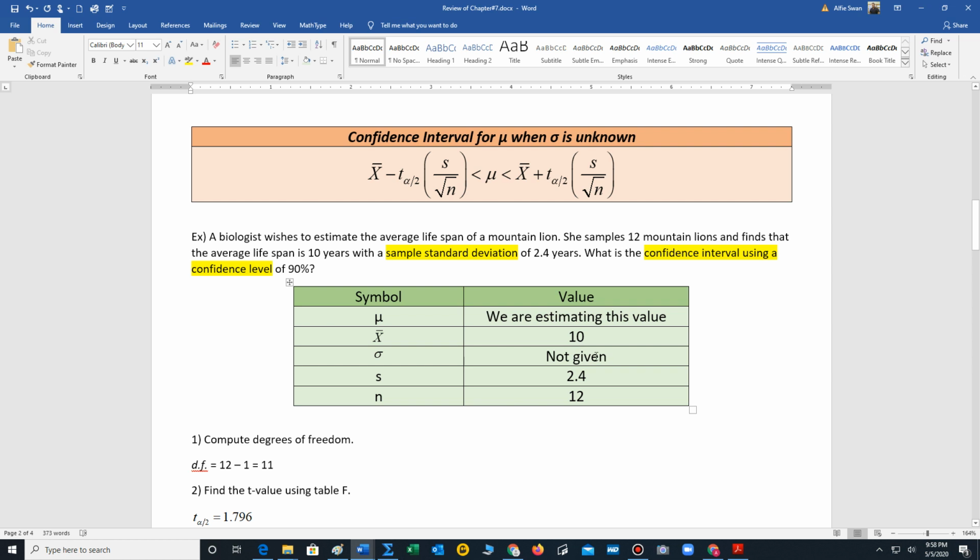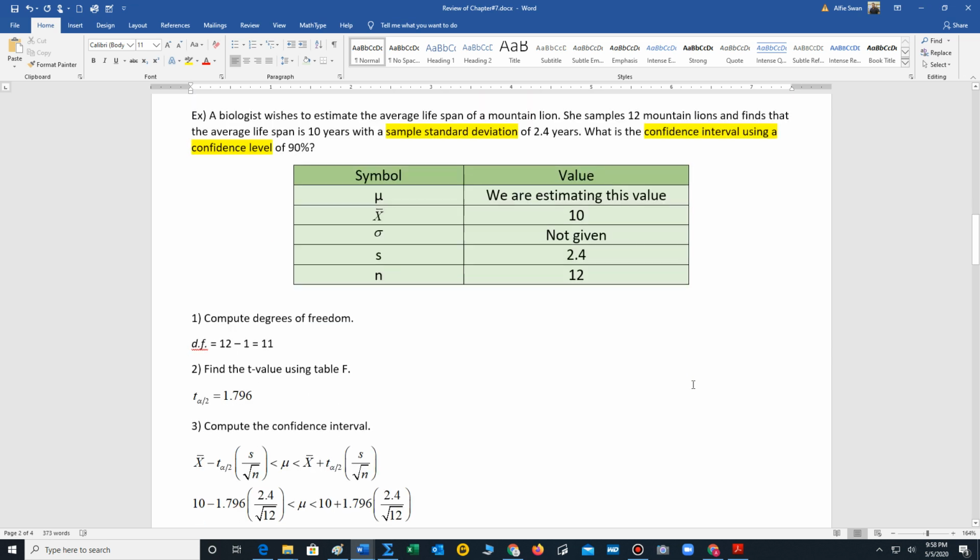Sigma is not given, so that tells us we're using t-values. S, the sample standard deviation, is 2.4. N is 12 because we sampled 12 mountain lions. So to find our t-value, we have to compute a concept called degrees of freedom.